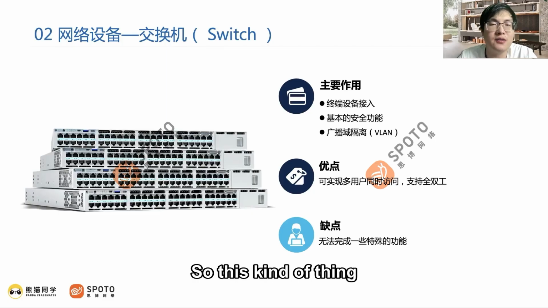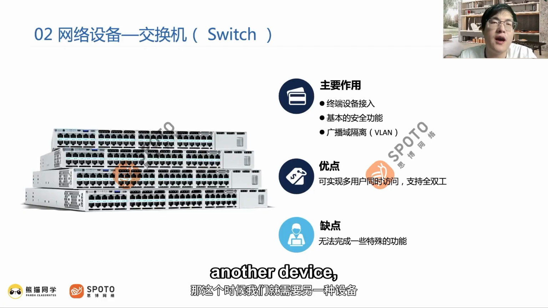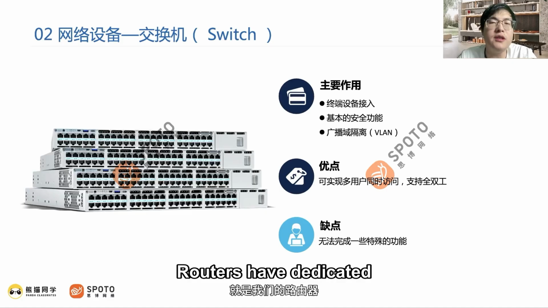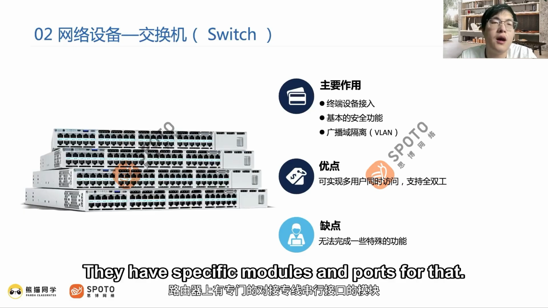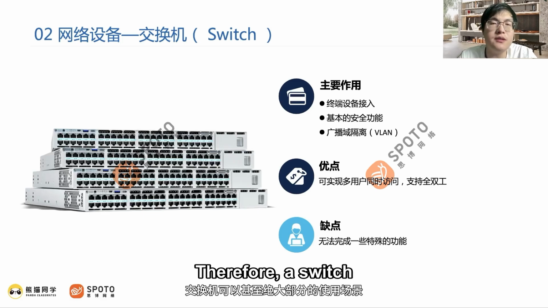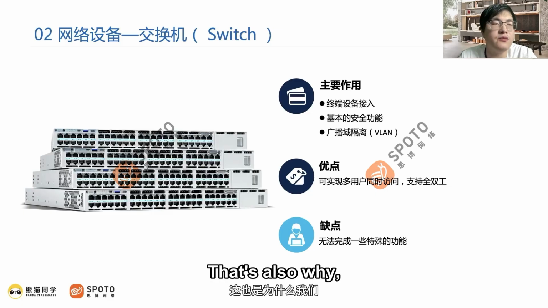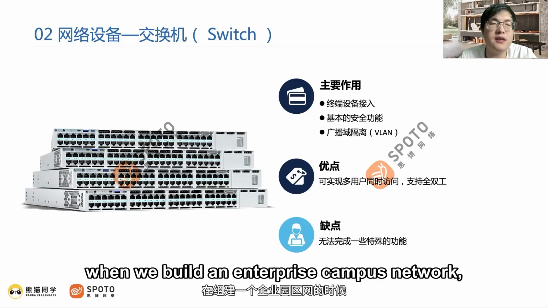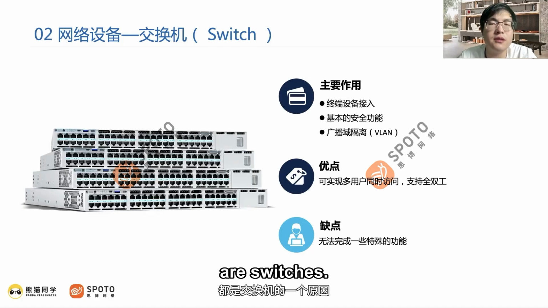This serial interface, the port is quite strange and very large. Right? So this kind of thing cannot be plugged into our switch. That's when we need another device, which is our router. Routers have dedicated modules for serial interfaces on leased lines. They have specific modules and ports for that. You can use it to make the connection. Therefore, a switch can handle the vast majority of use cases. That's also why, when we build an enterprise campus network, the vast majority of devices you see are switches.